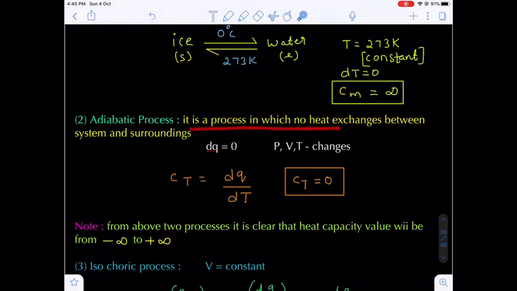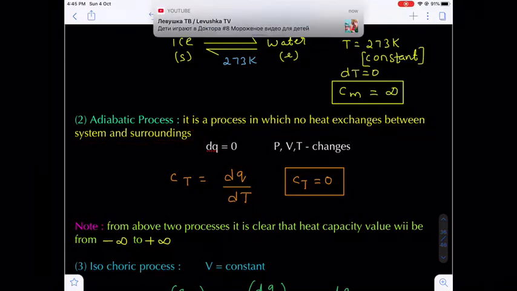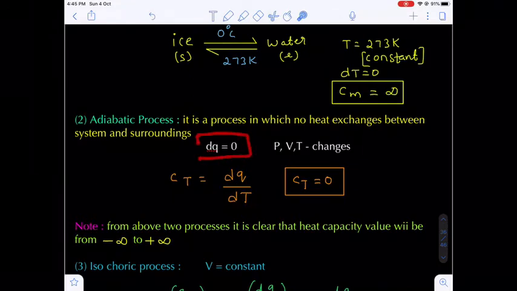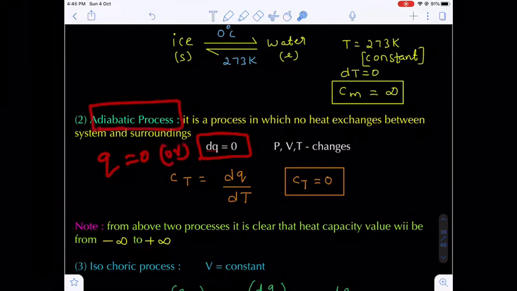And the next process is the adiabatic process. It is a process in which no heat exchanges between system and surrounding. Yes or no? No heat exchanges between system and surrounding. That process is called what? Adiabatic process. Now here dq will be equal to what? 0. No heat exchanges. That means q equal to 0 or dq equal to 0. That is called adiabatic process.